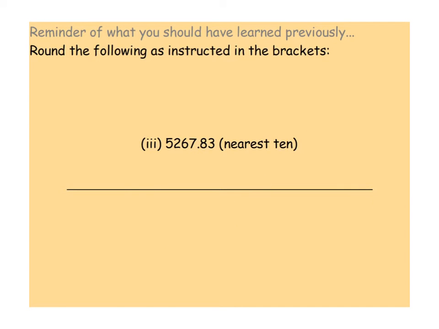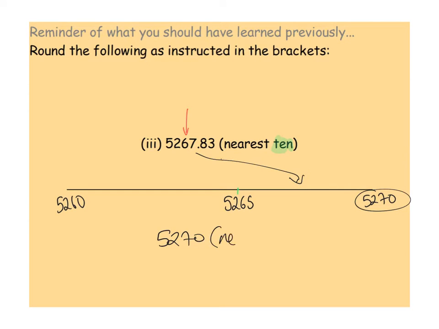Okay, next one. Here's the tens column. So I know this time that it's between 5,260 and 5,270. I'm looking at tens because the question said nearest 10. Halfway between these two is 5,265. This is 5,267.83, so that's going to be higher than the middle. So that means it's nearer to this end. So 5,270 to the nearest 10.